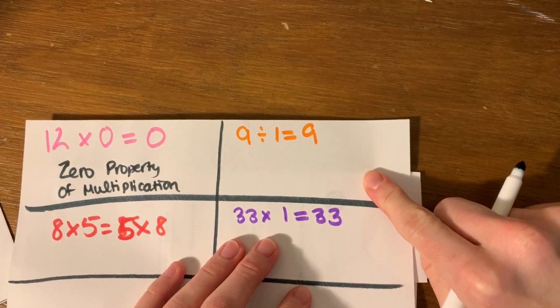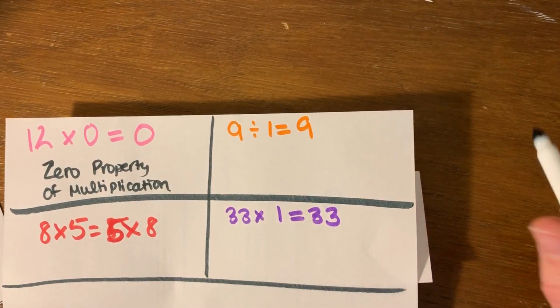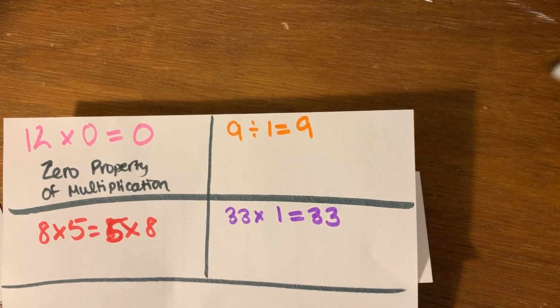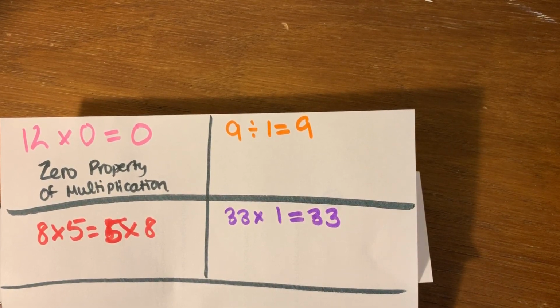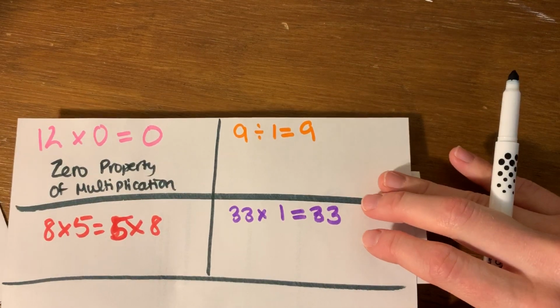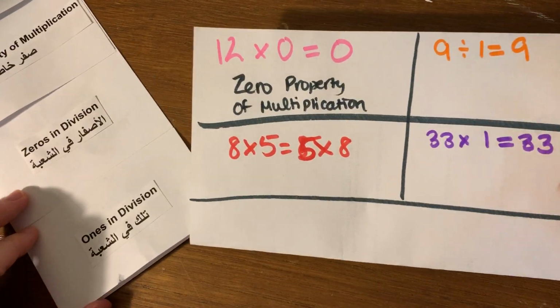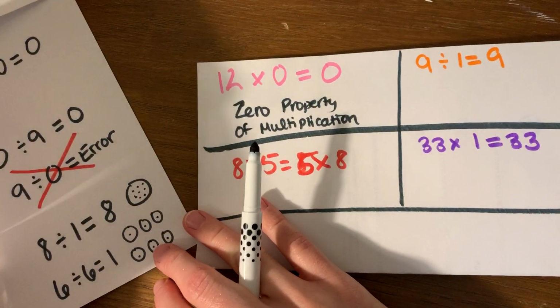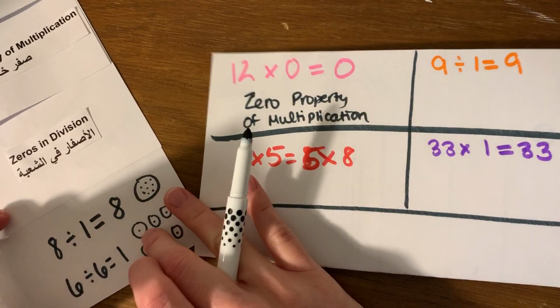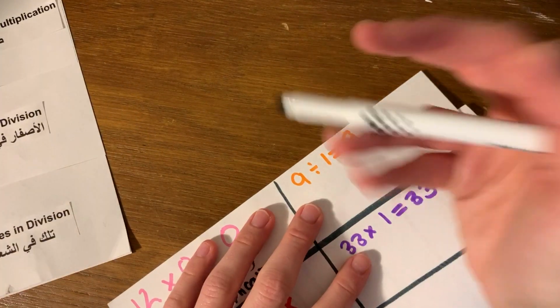Looking now at this orange one, which property is this one? Well, we know it has to be a division property because there's a division sign there, and it has to do with ones. Well, I'm dividing 9 by 1, and I'm getting 9, so it is ones in division.